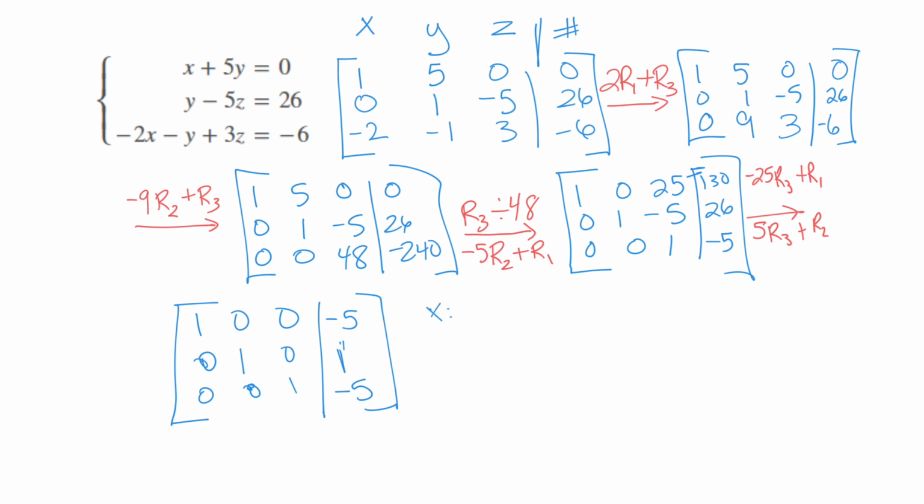X is going to be -5. The second row tells me what y is going to be. It's going to equal 1. The last row tells me what z is going to equal. Boy, my pen is not working. I apologize. Having a rough time here. And then remember that you write that as an ordered, it's actually called an ordered triple. -5, 1, -5.